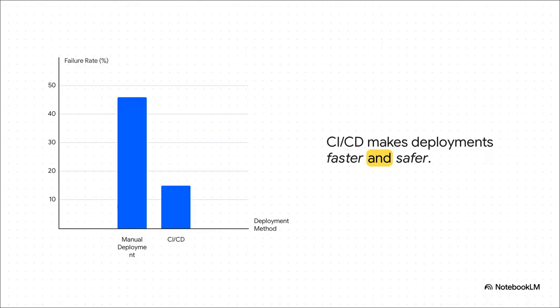But here's the crazy part. All that speed doesn't mean more risk. It's actually the exact opposite. The percentage of deployments that actually cause failures drops from a terrifying 46% with manual methods all the way down to just 15% with CI/CD. So you get to be faster and safer.